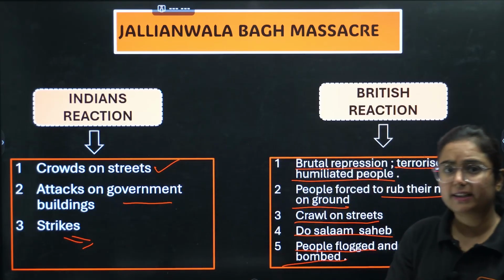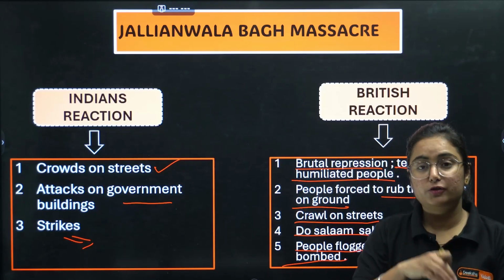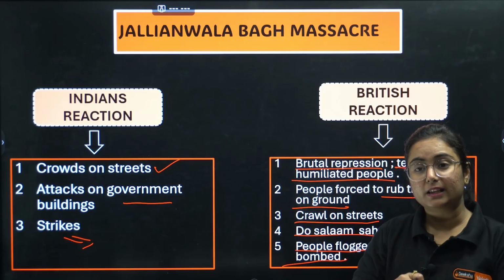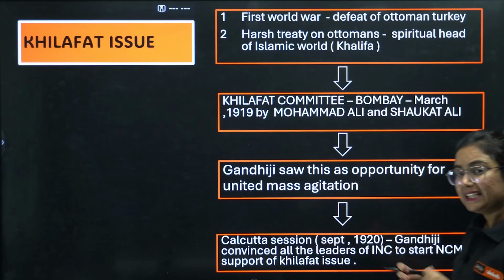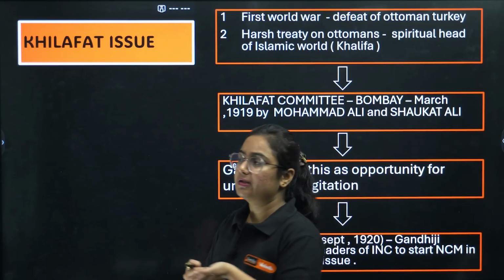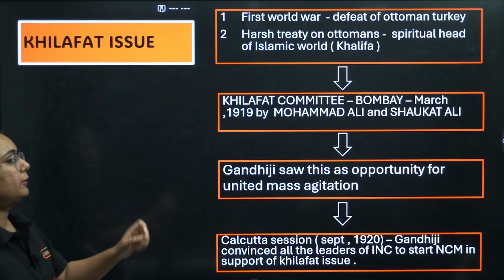We have the Rowlatt Act, and no solution to that. We have the Jallianwala Bagh massacre, again no solution to this incident also. One more incident that added to the national struggle was the Khilafat issue. Let us have a closer look at this Khilafat issue.